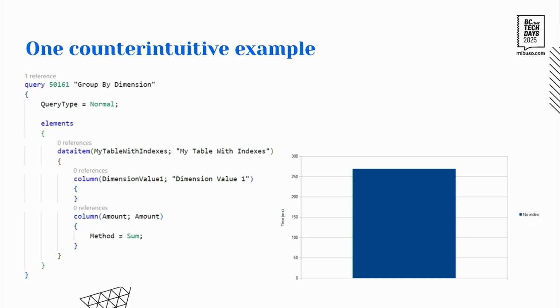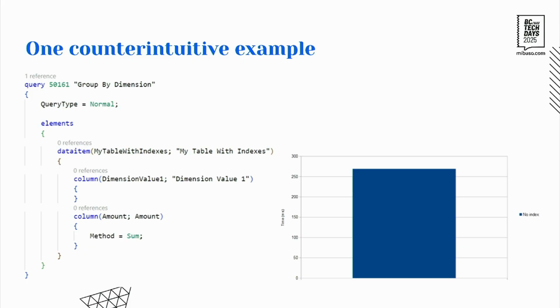So basically, in this case, I want to group amounts from this table by, summarize amounts by dimension value. And despite the name of this table, my table with indexes, actually, right now, for this test, this table does not have any indexes. Dimension value 1 is not indexed. I run the query and get the results. It takes the query around 260 milliseconds to complete.